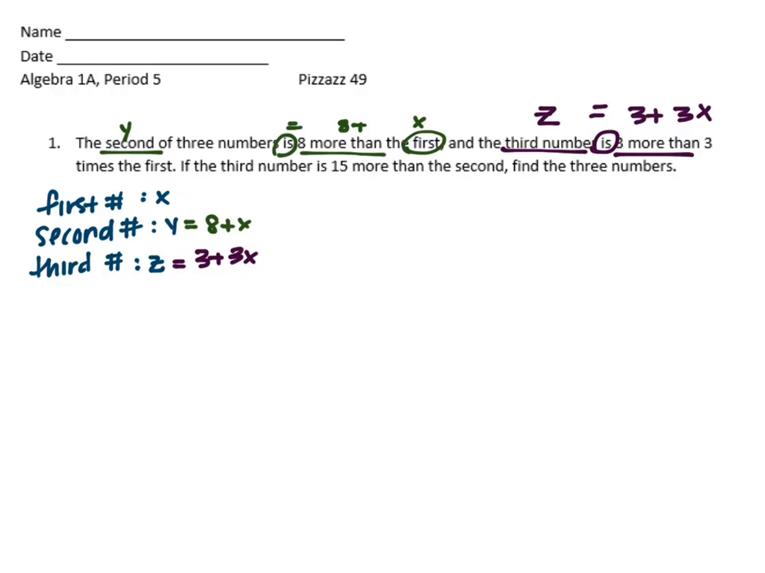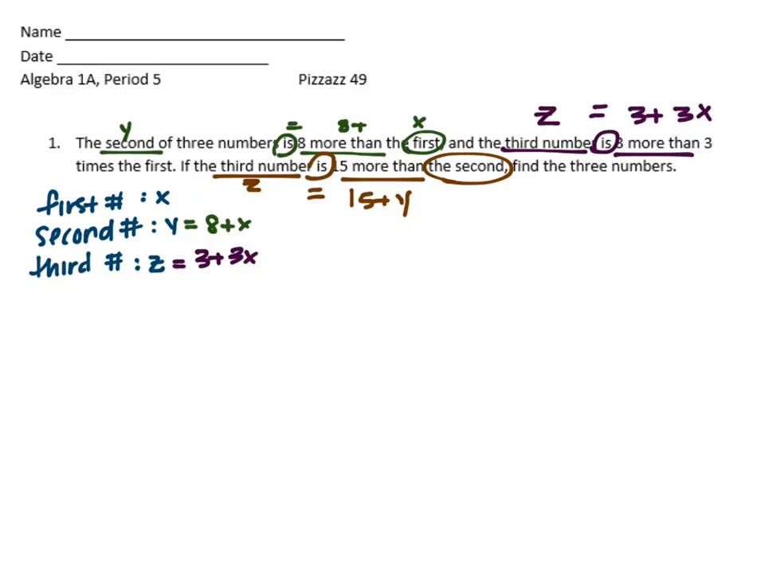Now I have another sentence that I can look at for a new equation. It says if the third number is 15 more than the second. The third number is represented by z, and "is" means equals. 15 more than is 15 plus, and the second is represented by y. So z is also equal to 15 plus y.